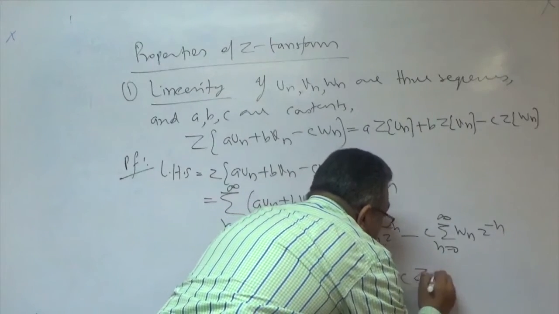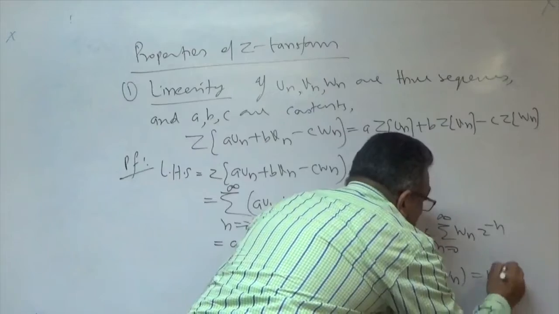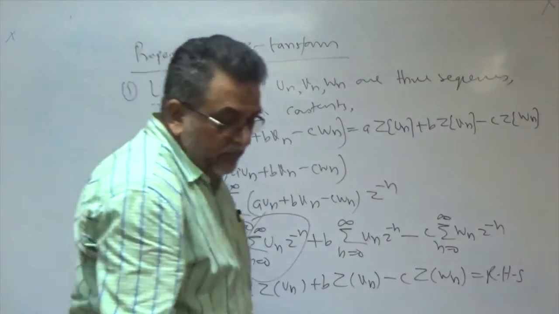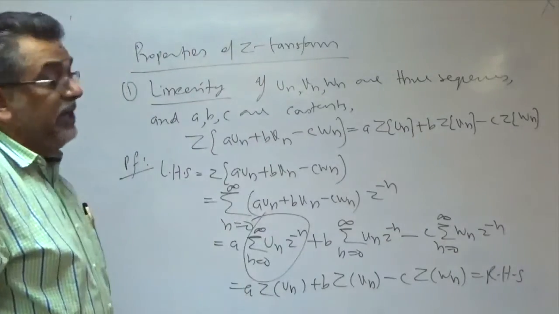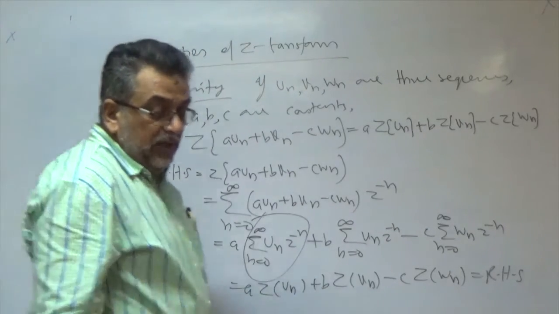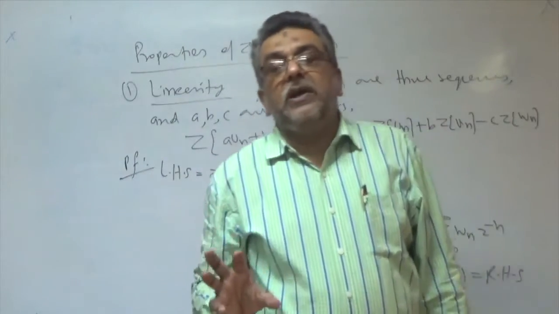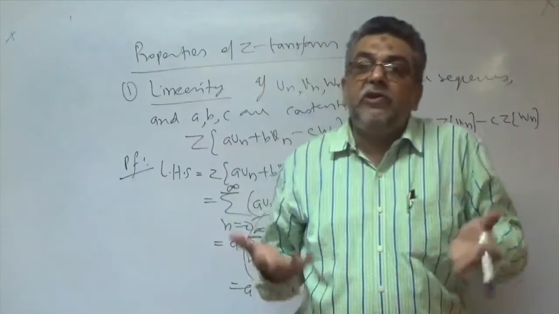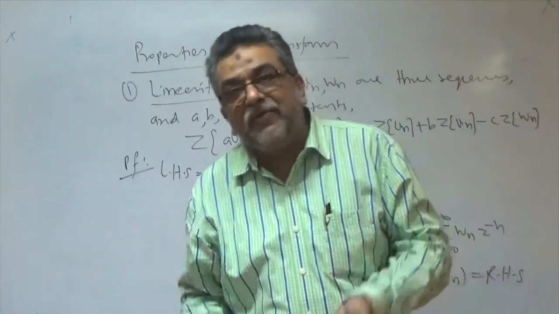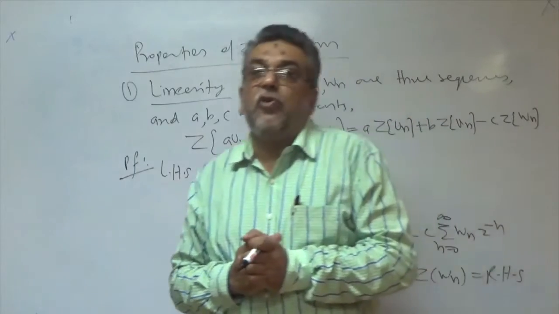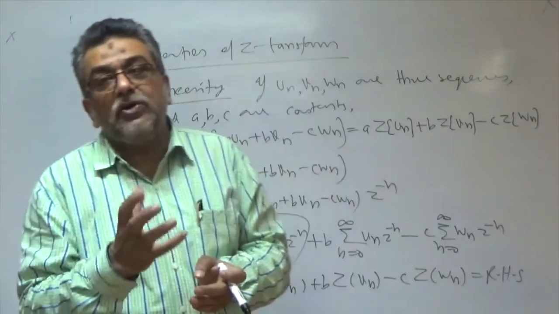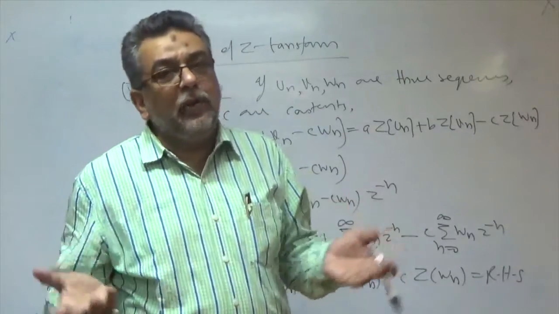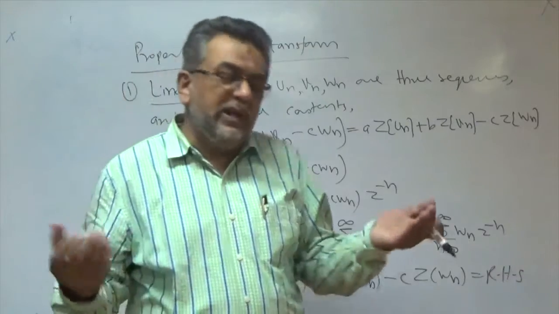This is the Z transform of wn, and that is the right hand side of the property. Now the property is verified, the property is proved. This is the first property of the Z transform. The meaning of this property is simply that if we have an expression of various sequences with some constants and with positive and negative signs, we can take the Z transform inside the bracket after taking the constants as common, and you can calculate by the definition of the Z transform and you will get the result.